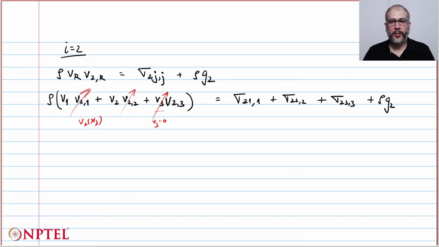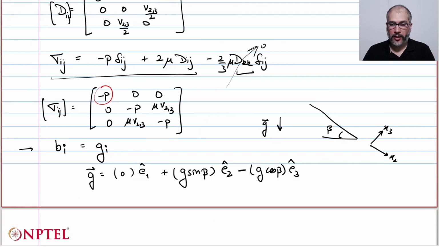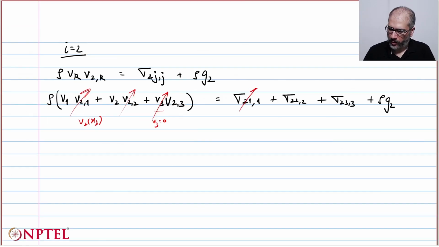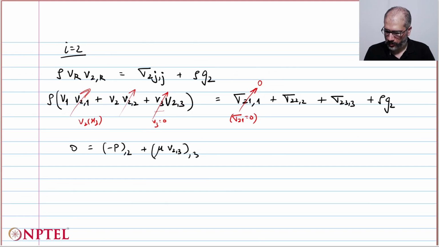Now let's look at the sigma tensor again. In the second row of the sigma tensor, we see that sigma 21 is a 0, but sigma 22 and sigma 23 are not zeros, so they will participate in the equation. So sigma 21 comma 1 will be a 0 because sigma 21 is a 0, but the others are not. So we finally get 0 equals, now sigma 22 was a minus p, so we get a minus p comma 2 plus, and sigma 23 was a mu times v2 comma 3, this comma 3.